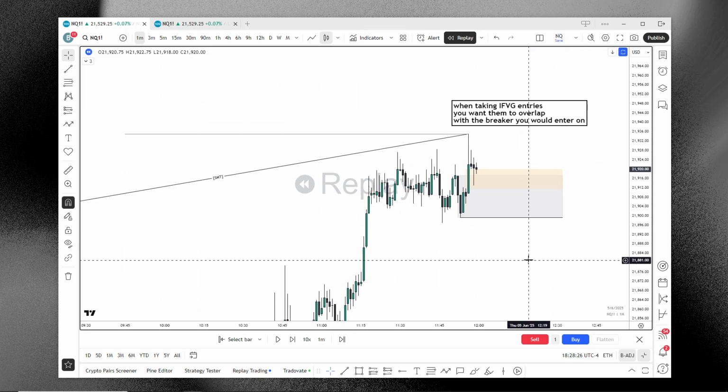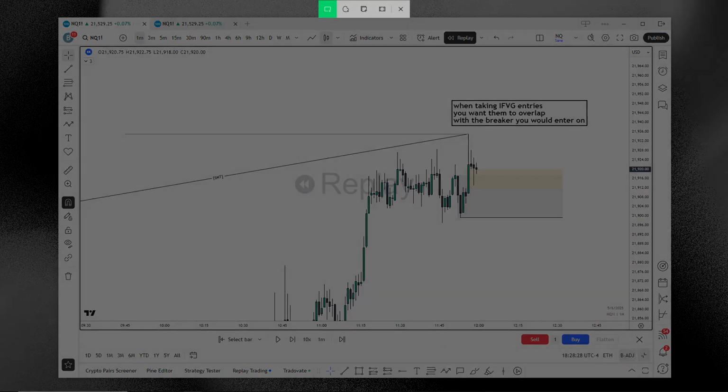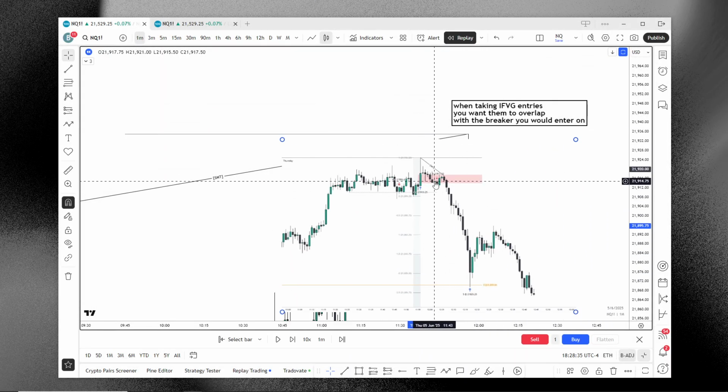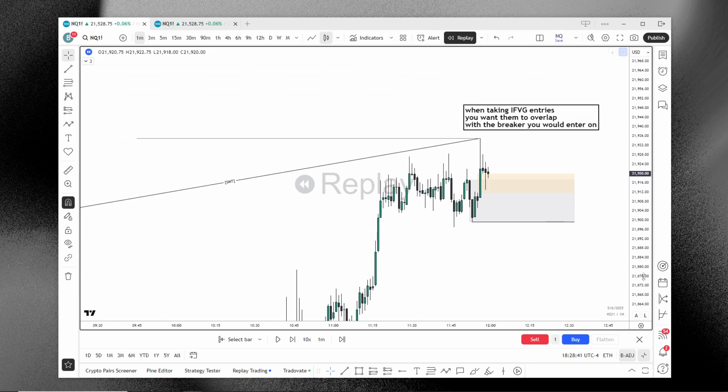And if you can see from my screenshot, I'll pull it up again. You can see where my entry was inside of that IFVG, right on the closure of it. As soon as this candle closed, I was entering.